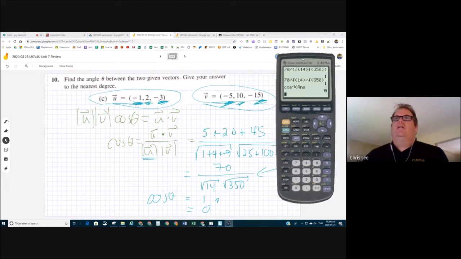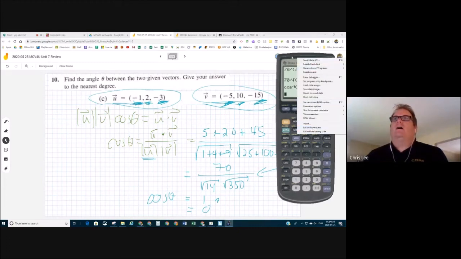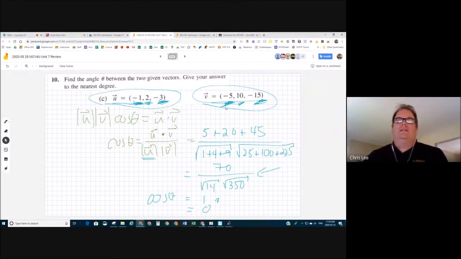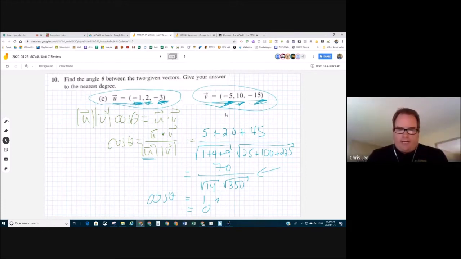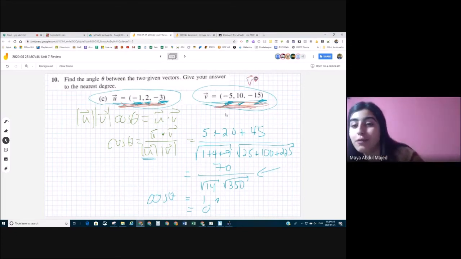So are there any clues in this question that would have hinted at the fact that the answer was 0 even before you began? It's all times 5. It's just the same thing. That's right. So if you take u's values and multiply them by 5, you get this, which means this v vector is just 5 times u.